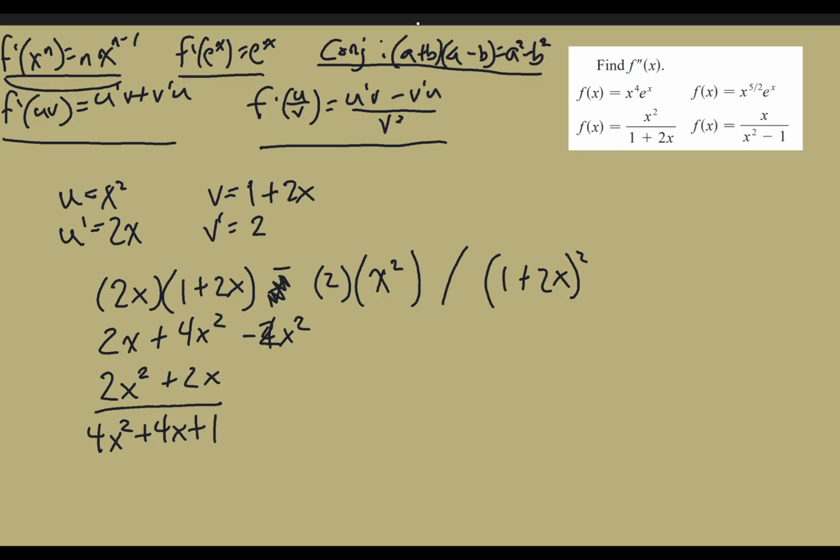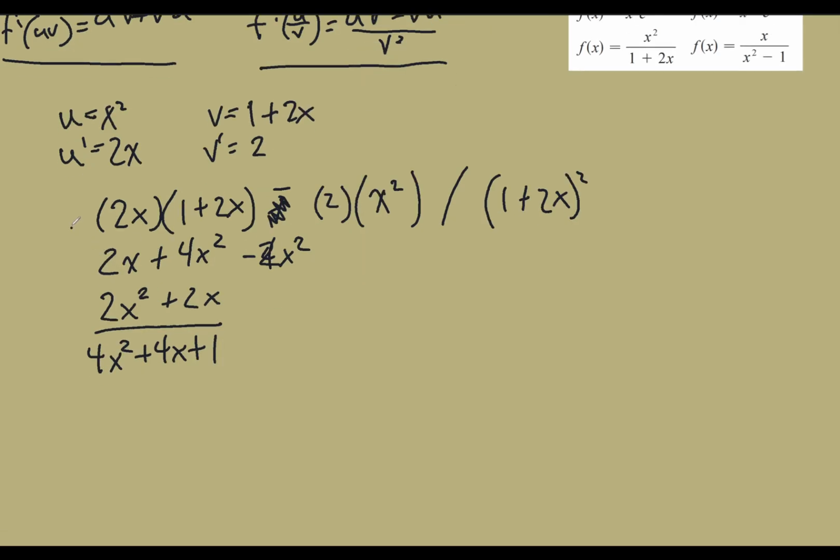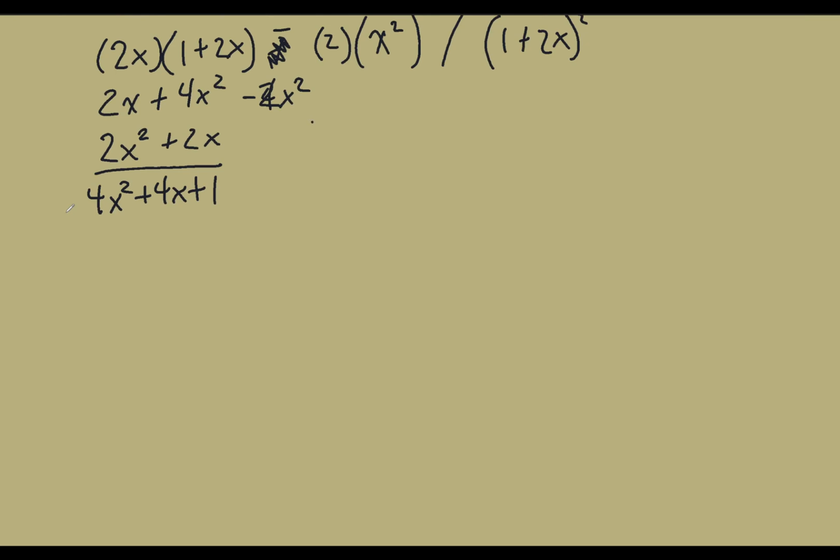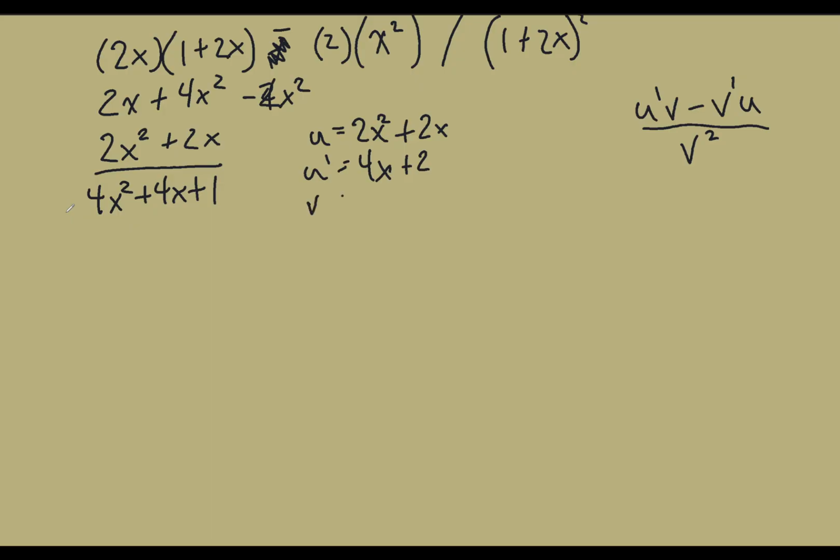That's the first derivative. We don't want the first derivative. We want the second derivative. So the numerator, u, I'll write the quotient rule real fast. U prime v minus v prime u over v squared. So u is the numerator, 2x squared plus 2x. U prime, power rule, 4x plus 2. V is 4x squared plus 4x plus 1. And v prime is going to be 8x plus 4.